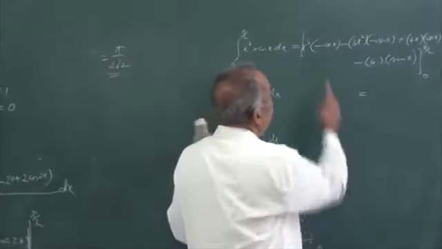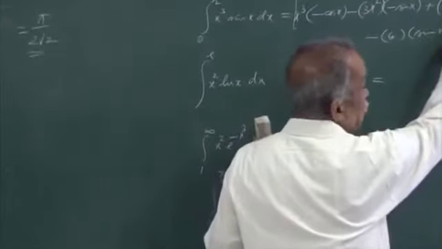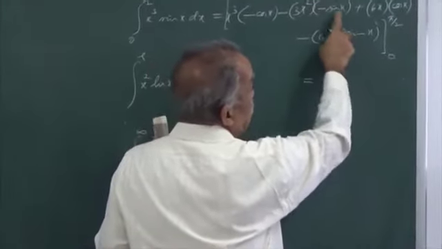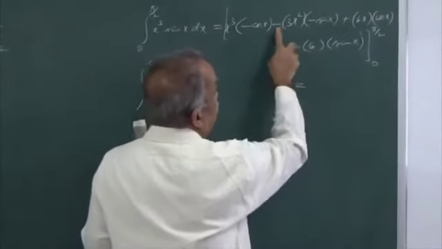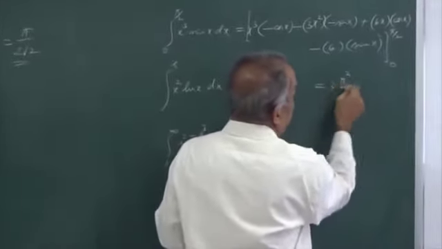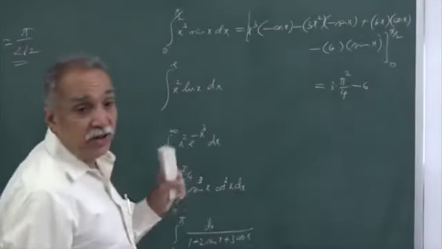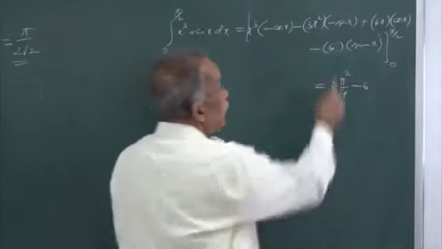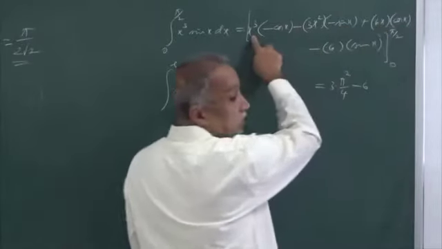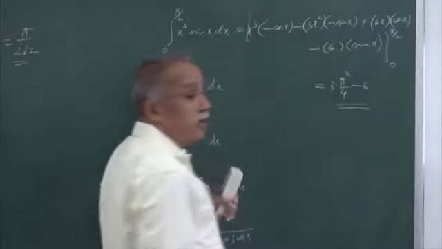At pi by 2, cos pi by 2 is 0, this cos pi by 2 is also 0, so only these two terms are to be recorded. In each case sin pi by 2 is 1, so the value will be minus of minus plus 3x square, 3 into pi square by 4 minus 6, is the value at upper limit. At lower limit sin x is 0, sin x is 0, this x is 0, this x is 0, so the entire expression is 0. The amount to be subtracted is 0. This is the value of the integral.